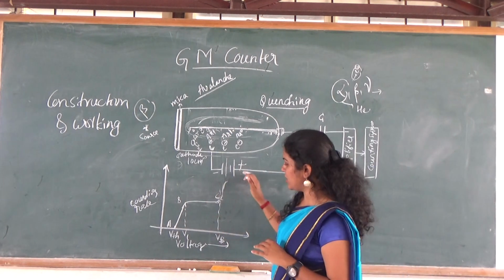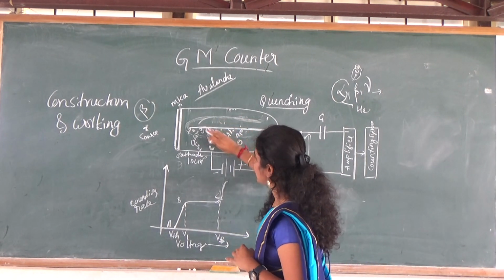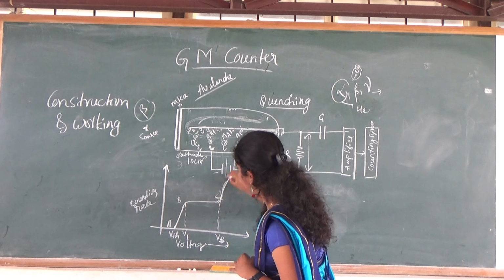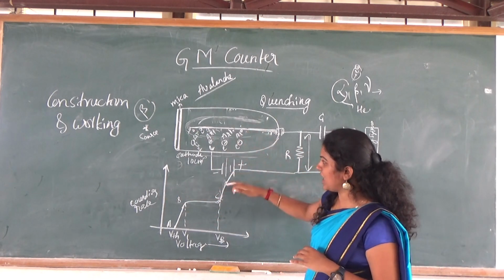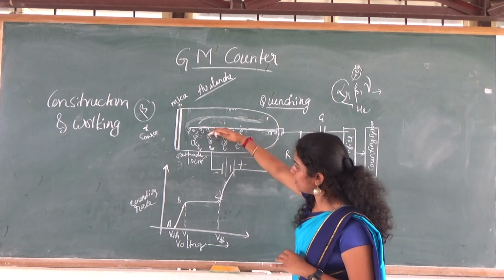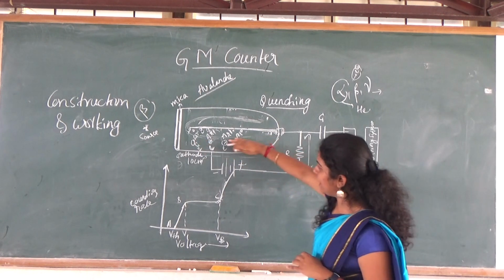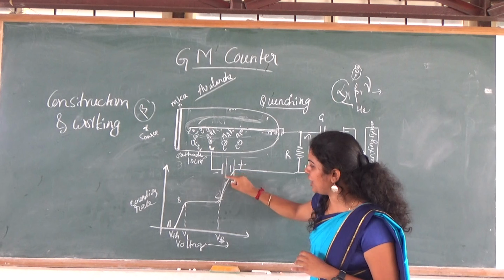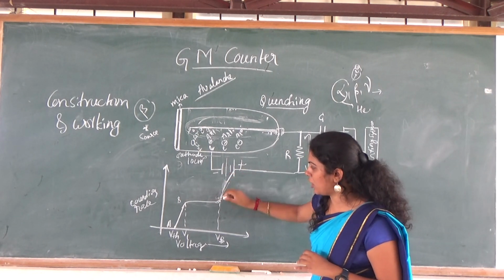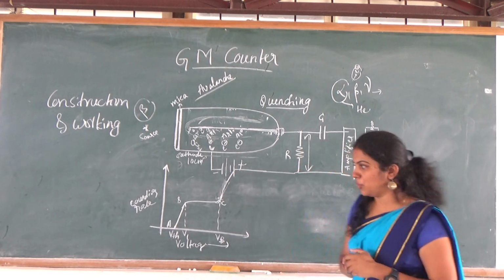When the voltage reaches this breakdown voltage, there is a sudden, continuous discharge of the ions. Because of that sudden discharge, all the argon ions will move towards the cathode suddenly, and all the electrons collected here will move towards the anode suddenly. So there is a continuous output with lots of counts. So we will get this output.